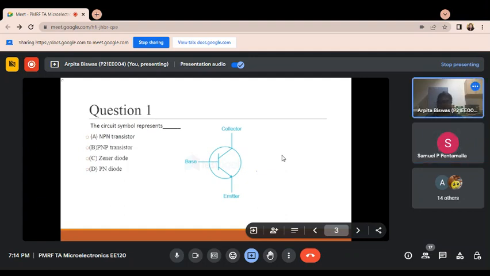Jayashree, please unmute yourself and try to give the answer. Yes, what type of transistor is it? It is an NPN transistor. Okay.